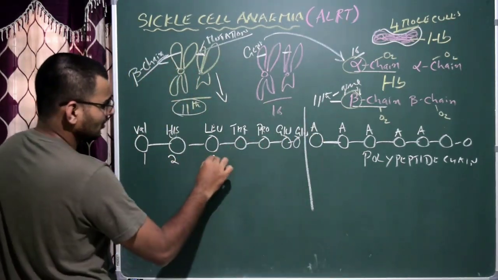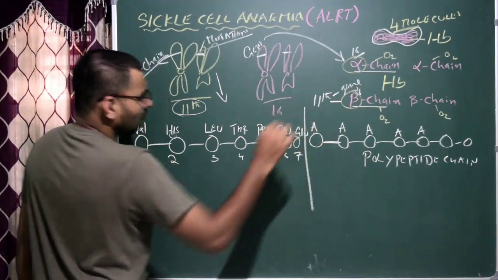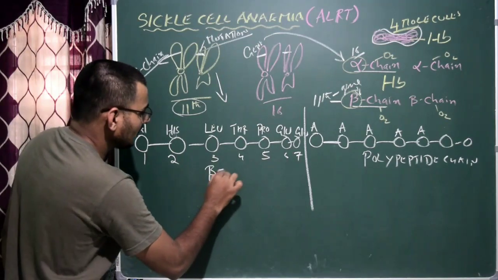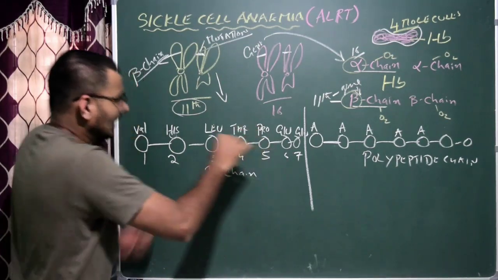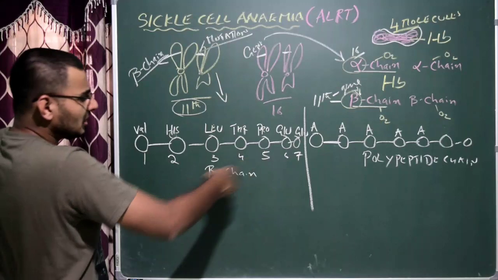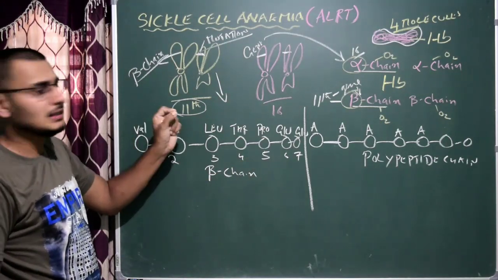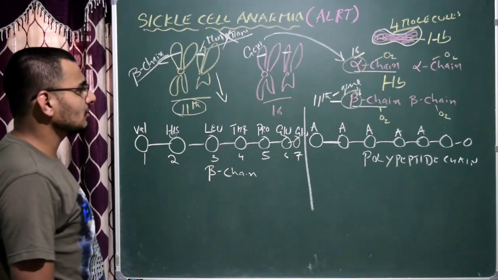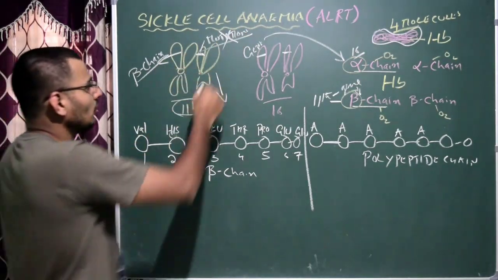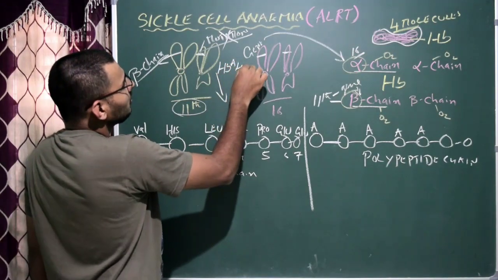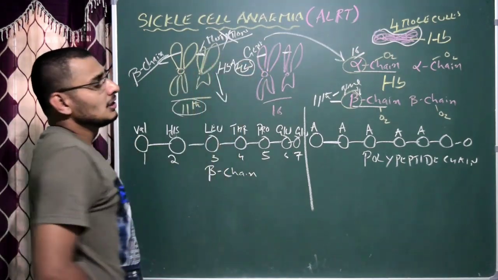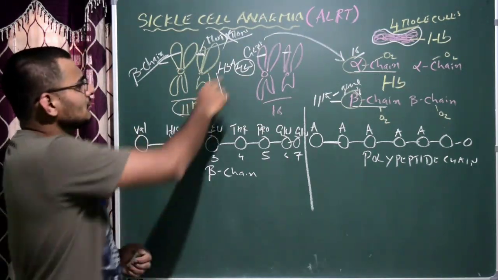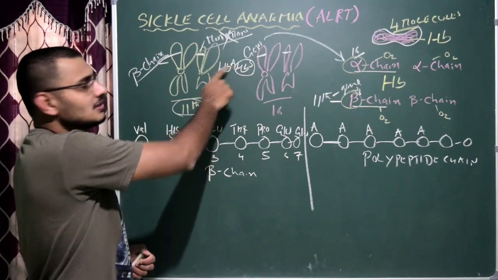If I just write the numbers 1 to 7, there are 7 amino acids which make up one beta globin chain. This is the beta chain. That means for the production of this beta chain, we need a proper working gene which should be present on the 11th chromosome. But unfortunately, mutation has occurred in one of the genes. Now it is a heterozygous condition. What is the condition? HbA, HbS. So we use S to denote that that particular gene is mutated. S in the sense sickle, A in the sense normal.